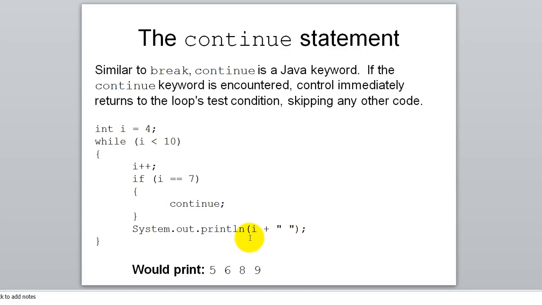So it doesn't leave the loop, but it does say we're done with this current run of the loop and let's move on to the next one. Now that's really hard to understand, so let me trace through it for you.